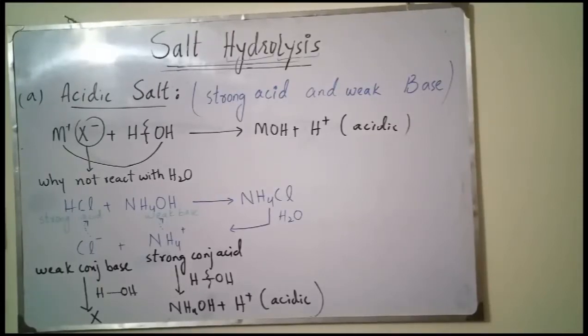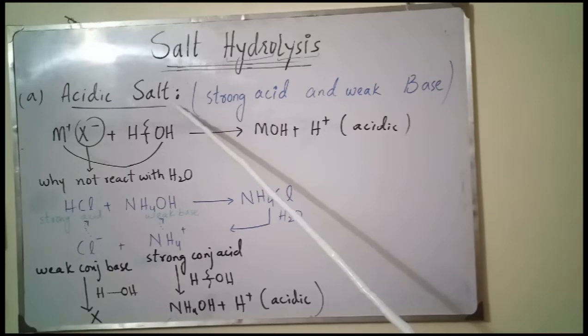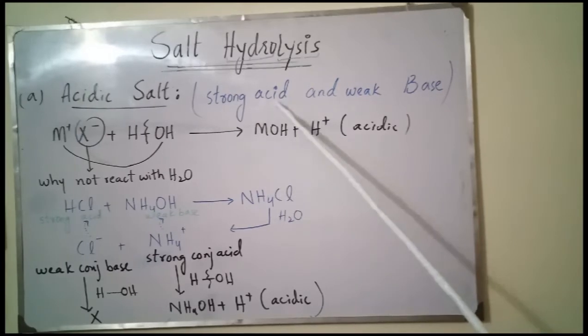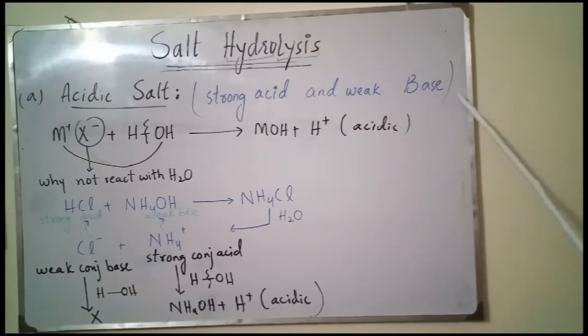Now let us consider the acidic salt. First of all, we will discuss acidic salt. What are acidic salts? The name indicates that when acidic salt dissolves in water, it will produce H positive ions in the solution, making the solution acidic. Acidic salts are the salts that are produced from a strong acid and a weak base.